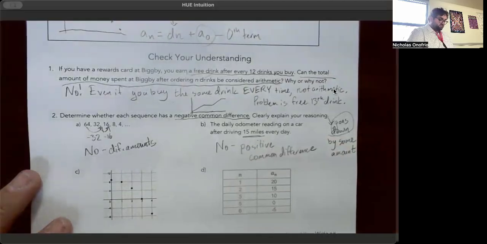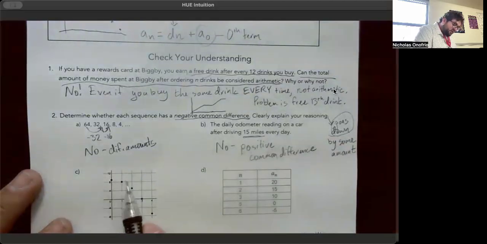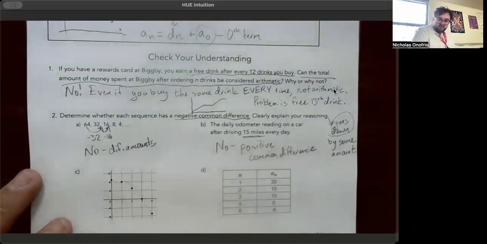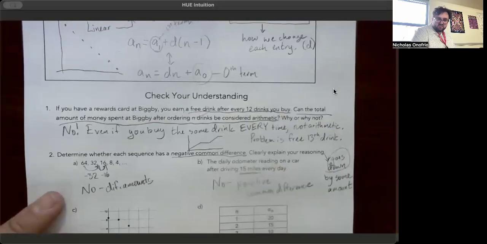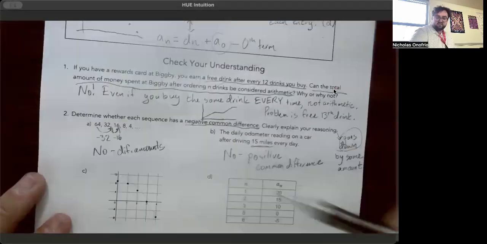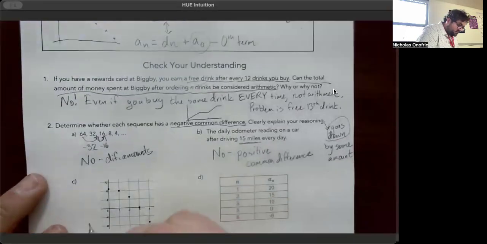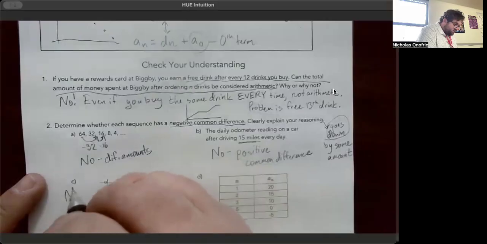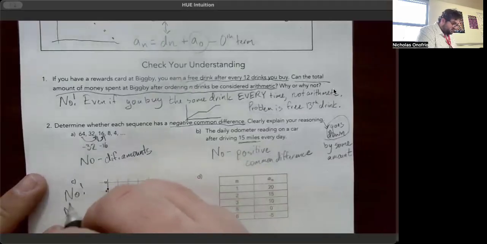Let's look at C. We can see clearly our graph is going down, but in order to have a common difference, we need it to be linear. This graph is clearly not linear. So this is also a no, because we are not linear.